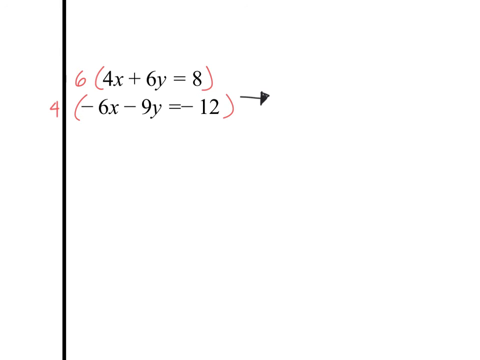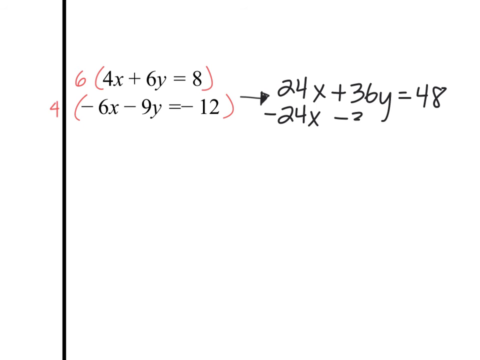Let's rewrite that and multiply everything on the top by positive 6. So I get 24x plus 36y equals 48. We'll multiply the bottom equation by 4 and get negative 24x minus 36y equals negative 48. And we're going to add those up.